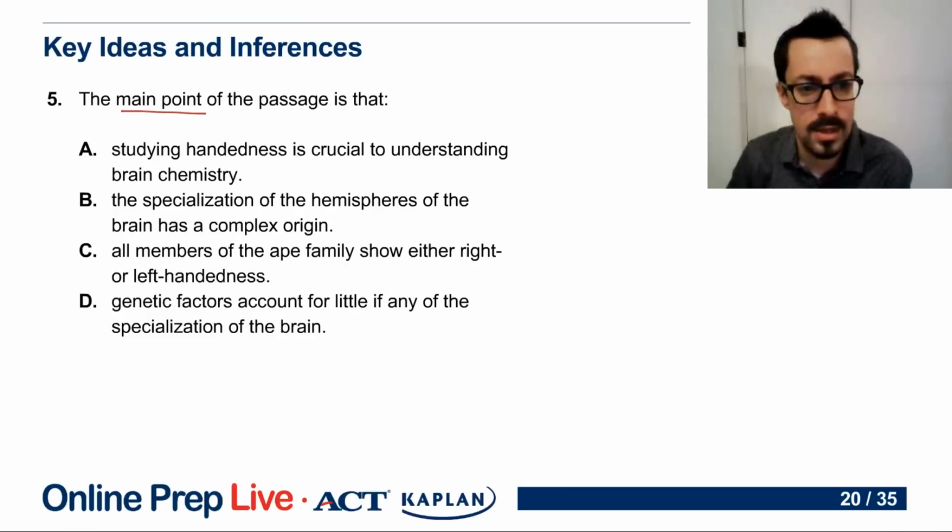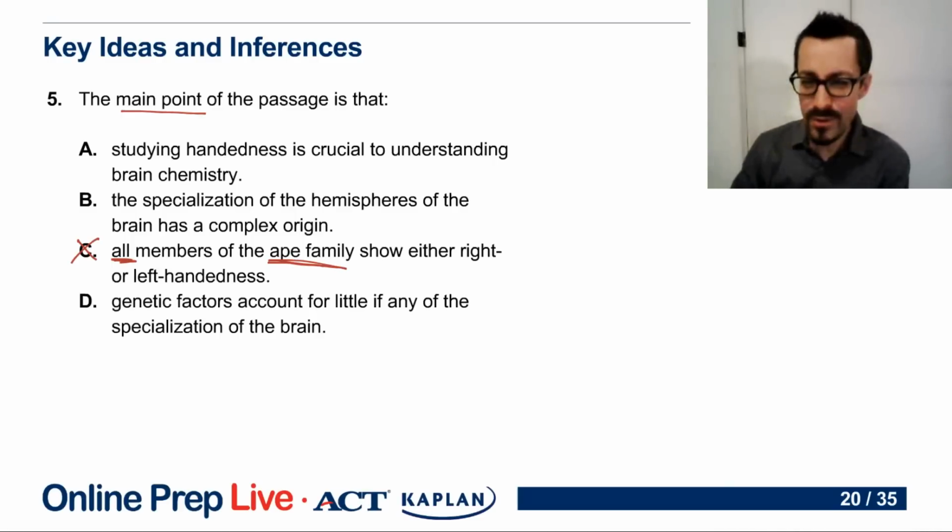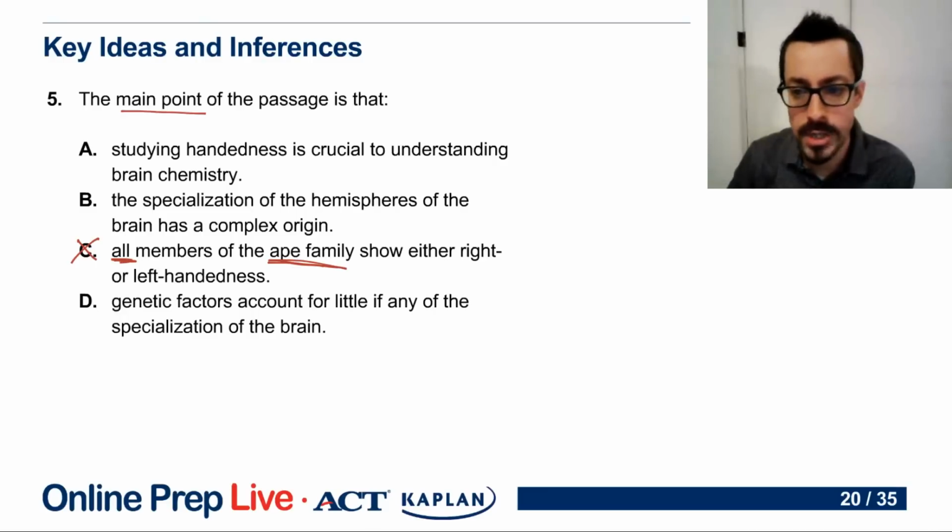Michael is pointing out, when did we talk about the ape family? I do not remember talking about the ape family at any point. That's right. So we can get rid of C right there. Yeah, and that's also in the same choice, right? All members of the ape family should. So even if we did talk about the ape family, that all members show either right or left-handedness, that is pretty extreme. That might be a little scary.